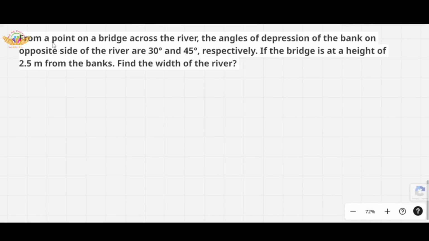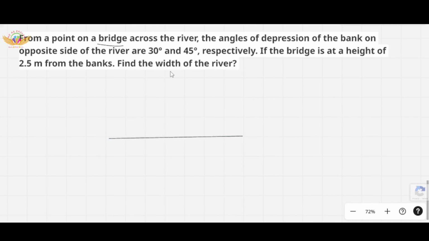See, they are telling that a point on a bridge, there is a bridge across the river, and the angles of depression of the bank on the opposite sides of the river. Okay, so actually there is a river. Let us draw a line first. For example, if this is the river, done.